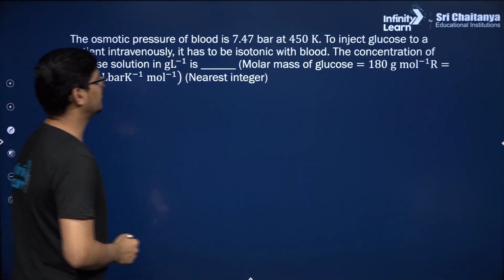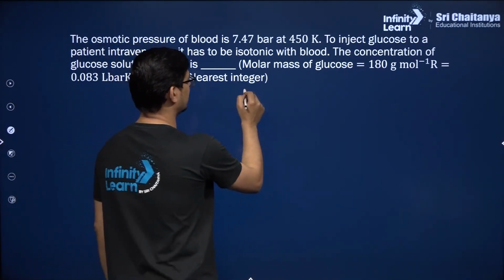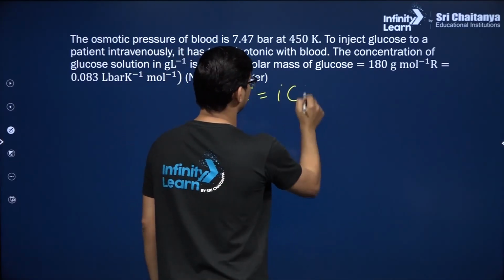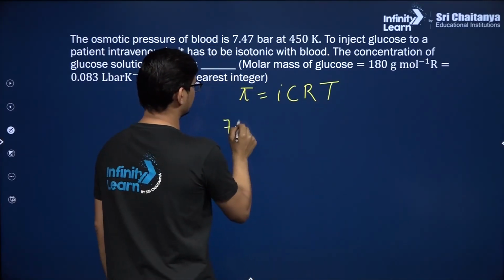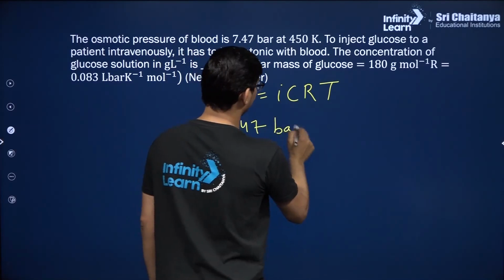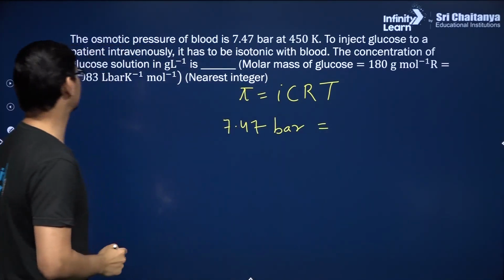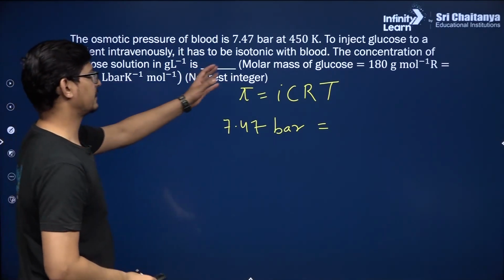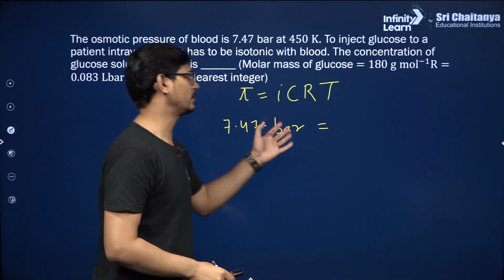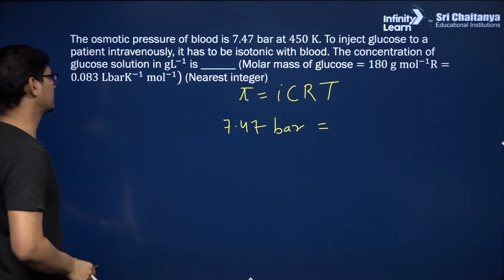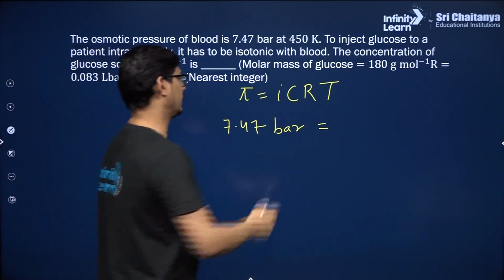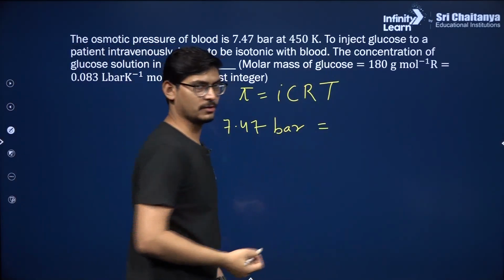The osmotic pressure of blood is 7.47 bar. So we know that osmotic pressure is iCRT, which is given to be 7.47 bar. To inject glucose to a patient intravenously, it has to be isotonic with blood. Isotonic means same osmotic pressure. The concentration of glucose solution is, so the Van't Hoff factor is 1 because glucose is a non-electrolyte.